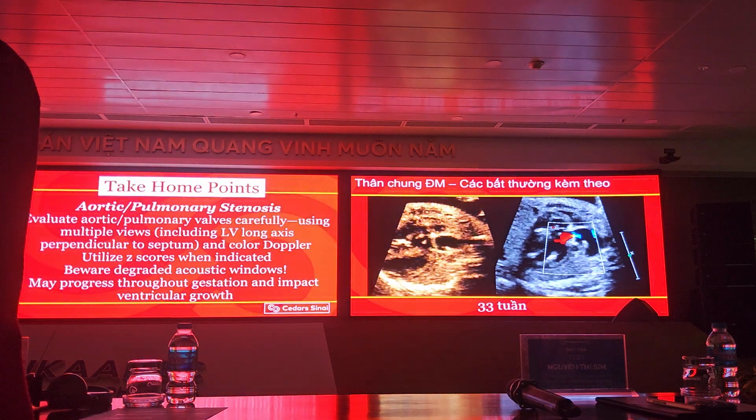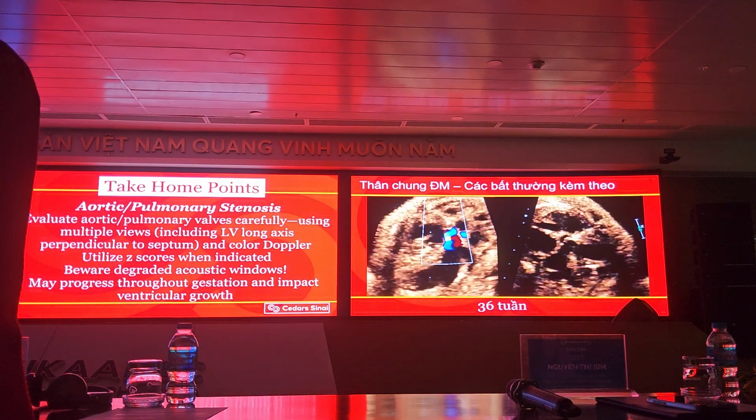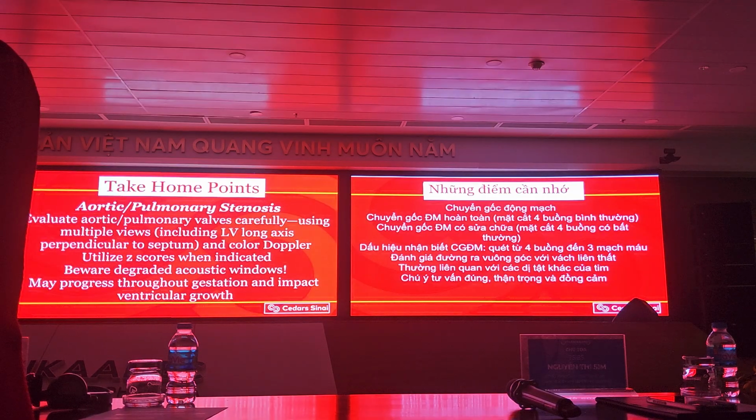So the take-home points to review for this presentation: for aortic and pulmonary stenosis, always evaluate the aortic and pulmonary valves really carefully using multiple views, including the long axis perpendicular to the septum and using color Doppler. Remember to use Z-scores if they're indicated. Beware of degraded acoustic windows and be careful how you counsel. And remember that aortic and pulmonary stenosis can progress throughout gestation and in some cases can affect the way the ventricles grow.